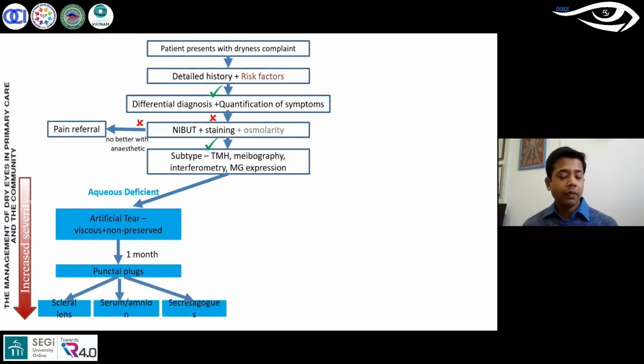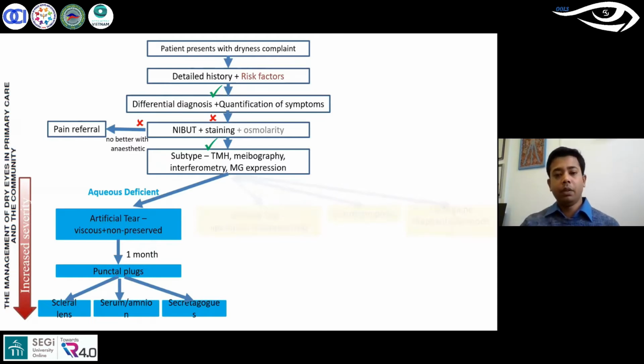What are the options we have? We have scleral lenses, we have serum and amnion, and we have secretagogues. It depends on where you practice and which one is readily available, or perhaps you can co-manage with someone who does prescribe and manage this type of patient.